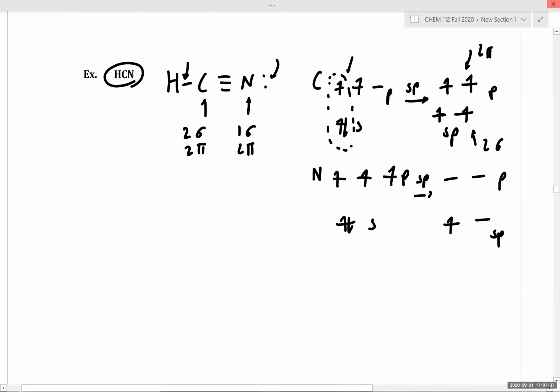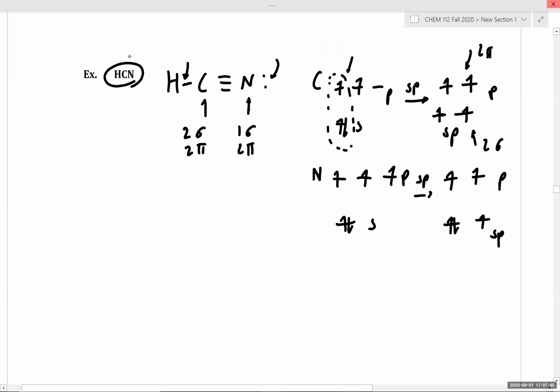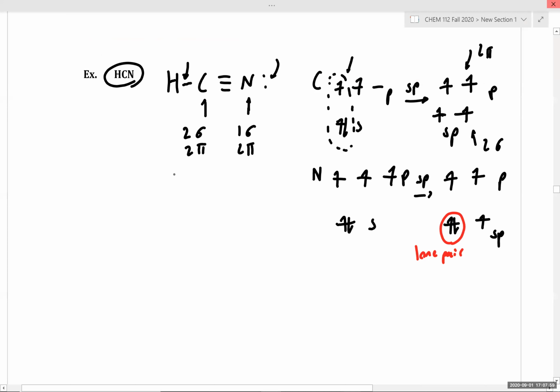So if we fill in our 5 electrons, we notice that, and I'll box it in a different color to make it very visible, one of our sp orbitals contains a lone pair. Okay, so now that we have our hybrid orbitals established, let's look at each of our different types of bonding patterns.